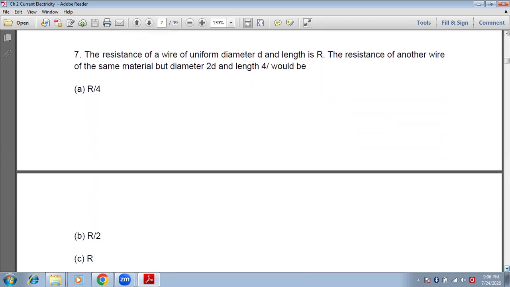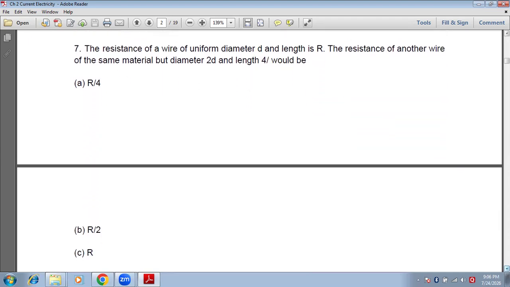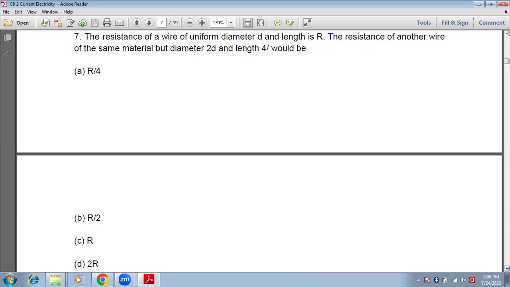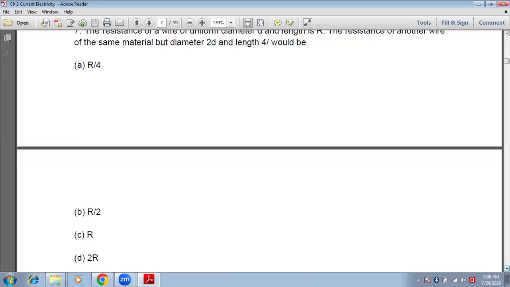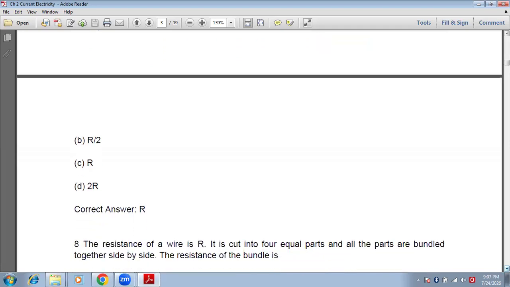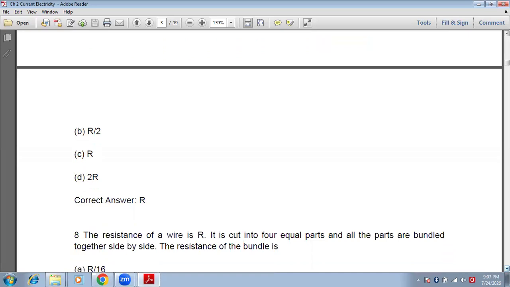7. The resistance of a wire of uniform diameter D and length L is R. The resistance of another wire of the same material but diameter 2D and length 4L would be A. R divided by 4, B. R divided by 2, C. R, D. 2R. Correct answer, R divided by 4.